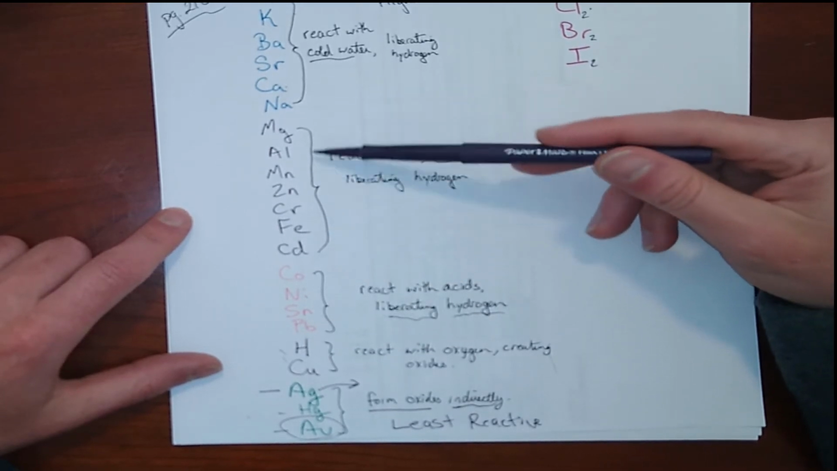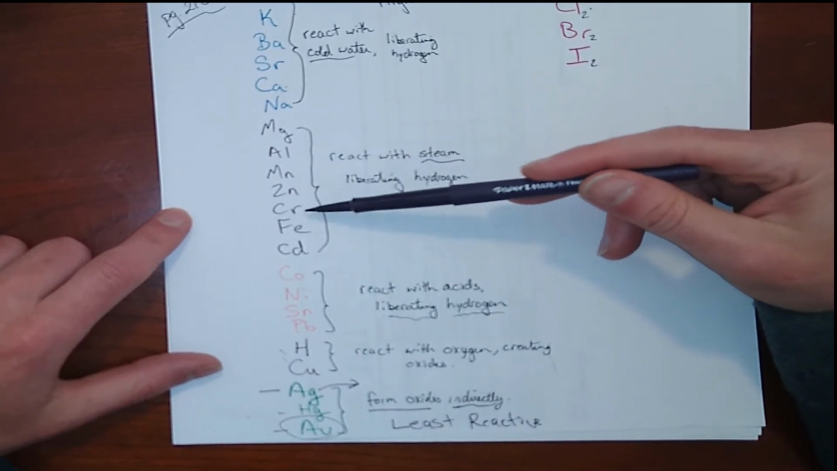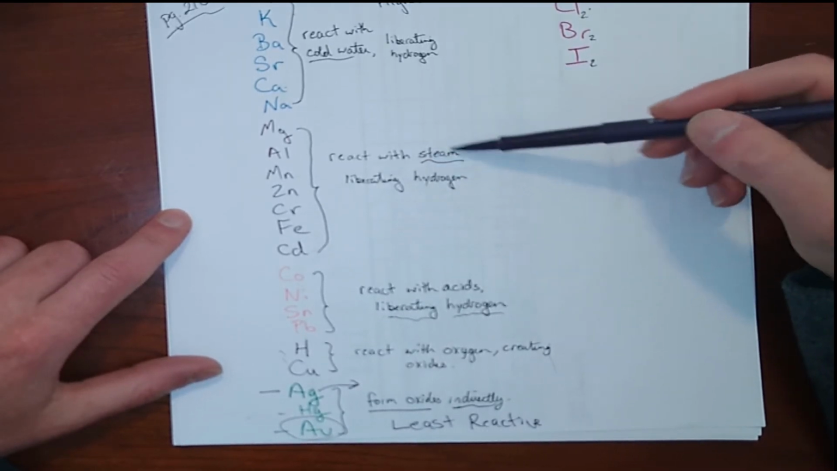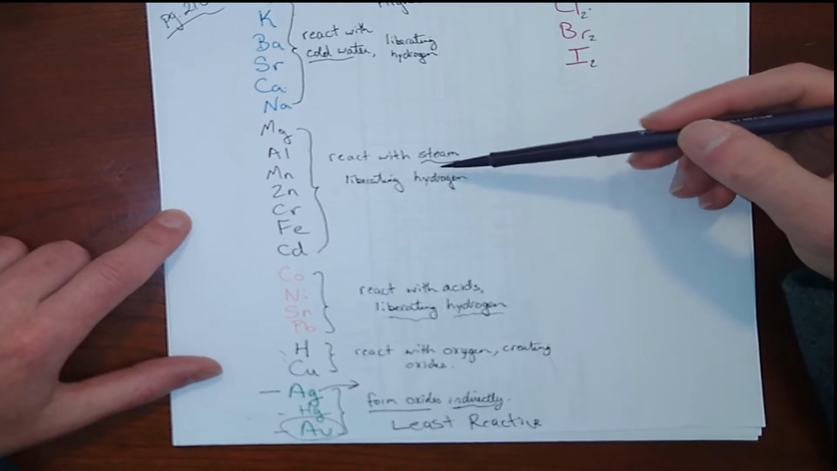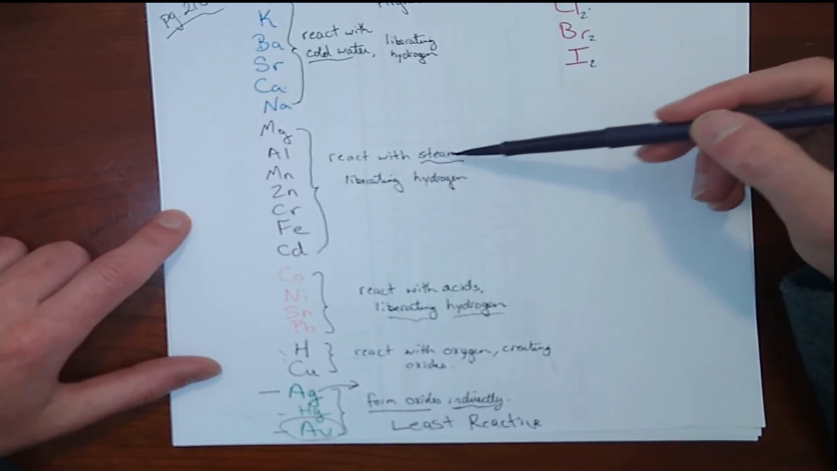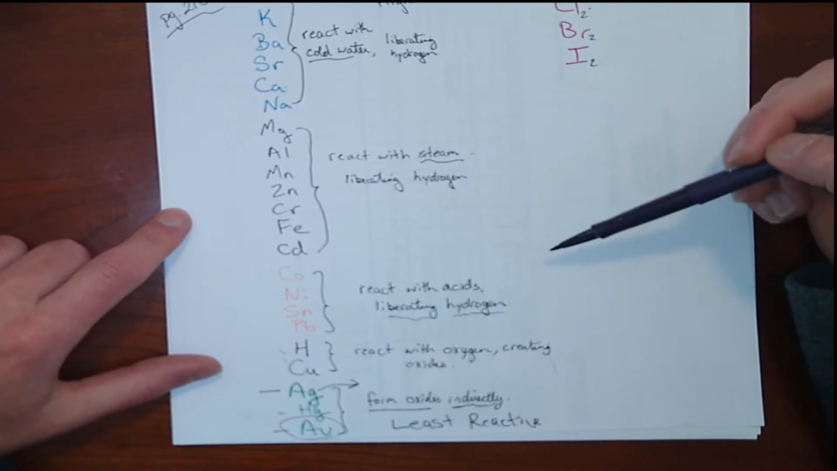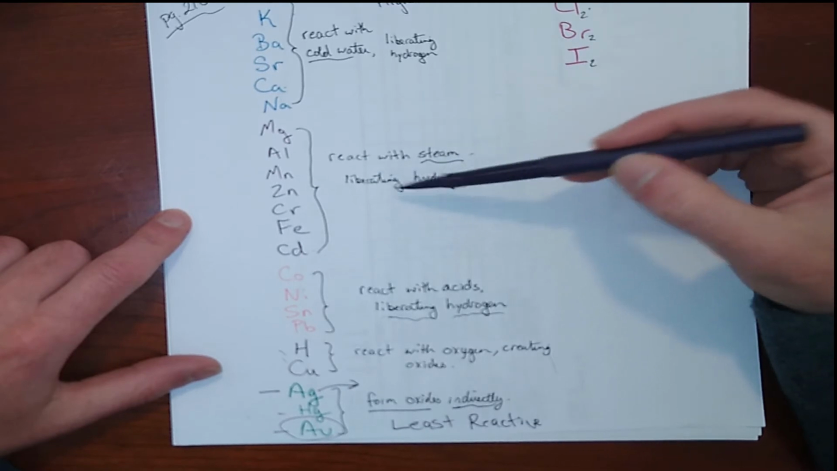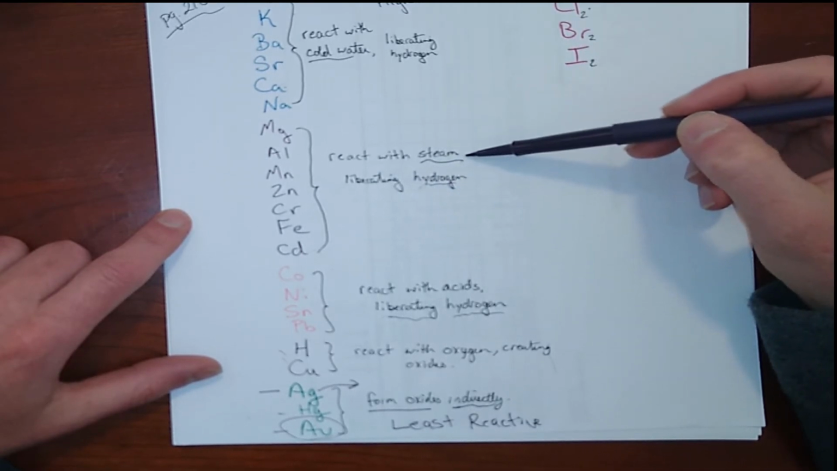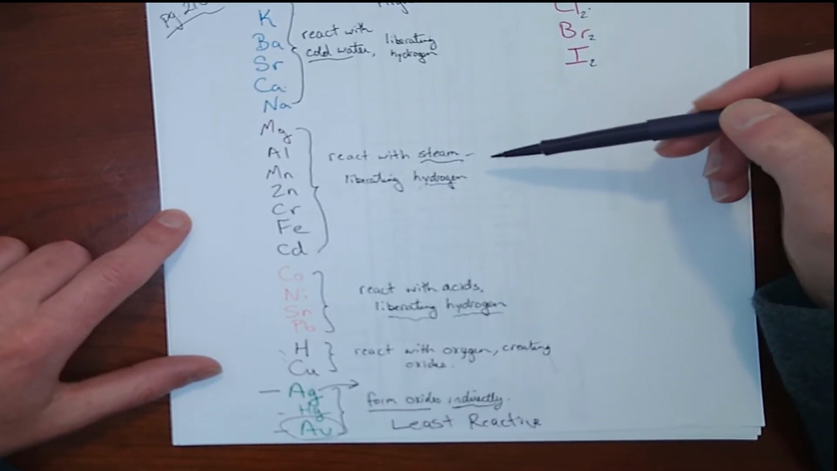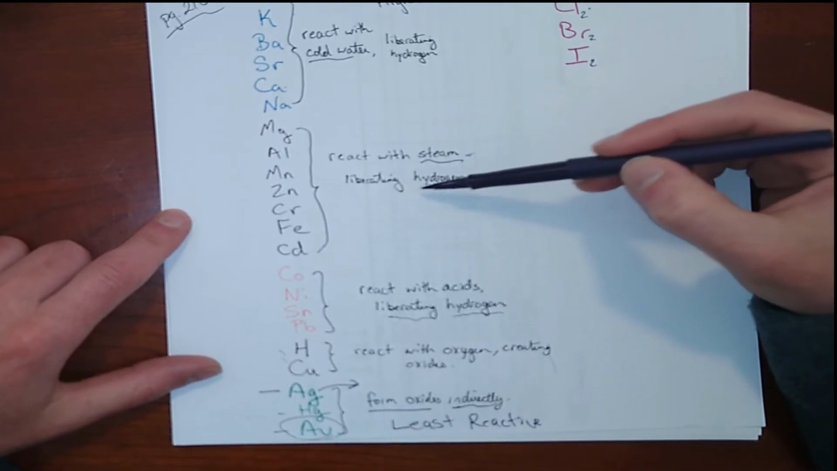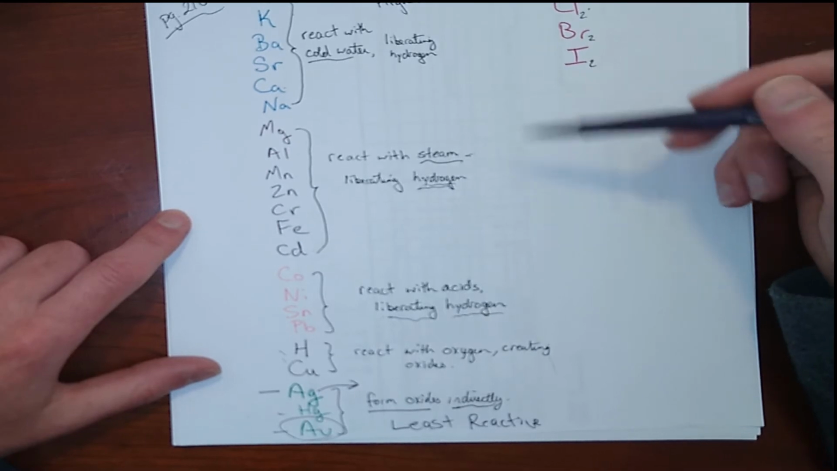Even more reactive metals, magnesium, aluminum, manganese, zinc, chromium, iron, and cadmium, will react not only with acids, but even with water in the form of steam. So it's not just any water, it's high energy water, water that has a lot of kinetic energy, in its gaseous phase as steam. These will react with water directly, and again, they will form some sort of salt or a base, and hydrogen gas will be freed from the water.